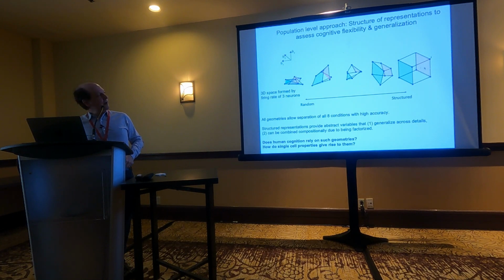However, having structure beyond just random configuration, more towards this direction, has certain advantages that you would like to have, such as generalization across details and compositionality. So you could add up things here and be in a different part of the space. So this is theoretical. The question is, is this a useful concept to look at human cognition, and how do single cells actually give rise to this phenomenon?